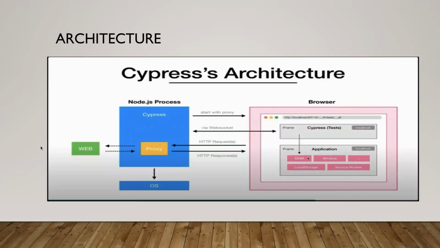Okay, coming to a bit about the Cypress architecture, you can see on the right side there is a browser. All the calls will go through the internal local browser, not a remote browser, and everything is an iframe component here. While execution is happening, we can interact with the DOM, application, window, local storage, cookies, service worker. That's why it's called interactive execution, because while execution is happening, we can interrupt the execution and we can see the logs. But with Selenium WebDriver, if we interrupt any of the execution, the test case will fail.